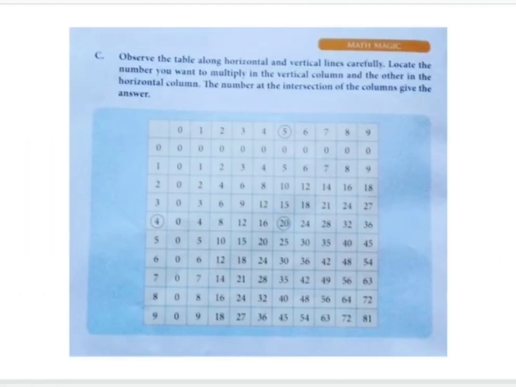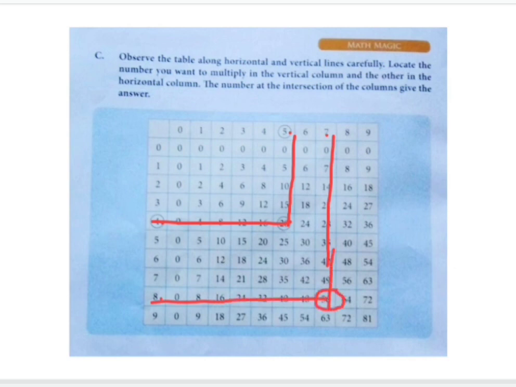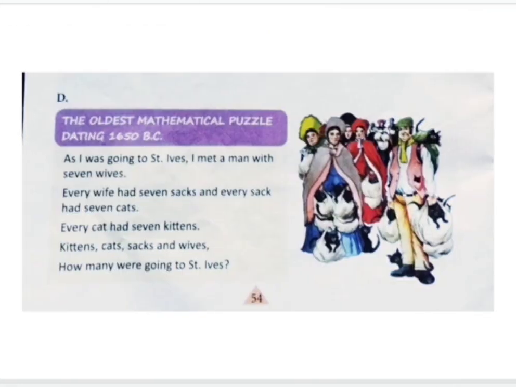Now C part, observe the table along horizontal and vertical lines carefully. Locate the number you want to multiply in the vertical column and the other in the horizontal column. The number at the intersection gives the answer. For example, you want to multiply 4 and 5. They intersect at 20, so 20 is the answer. 4 fives are 20. Similarly 8 and 7, the answer is 56. That's about this table. Now let's see the D part.